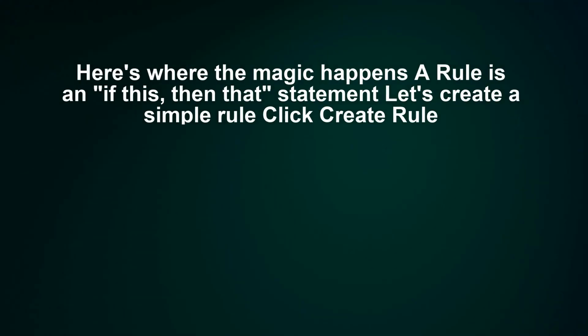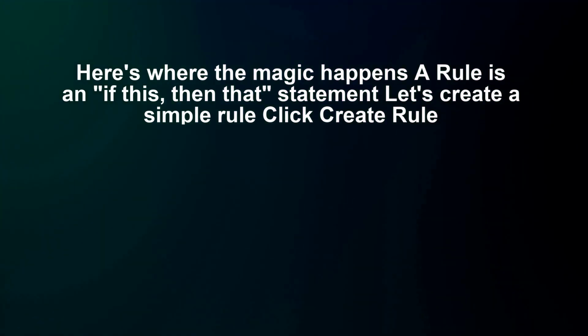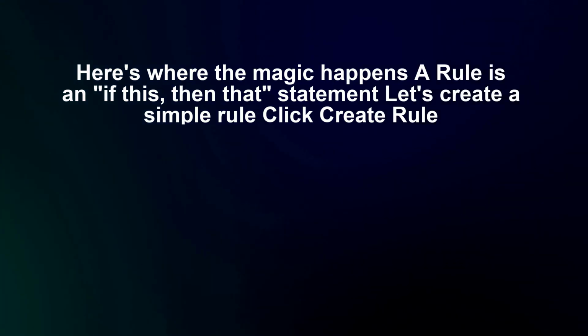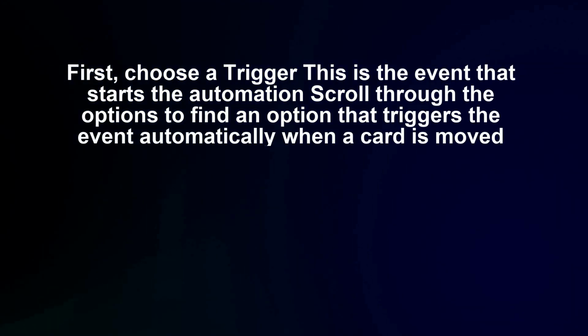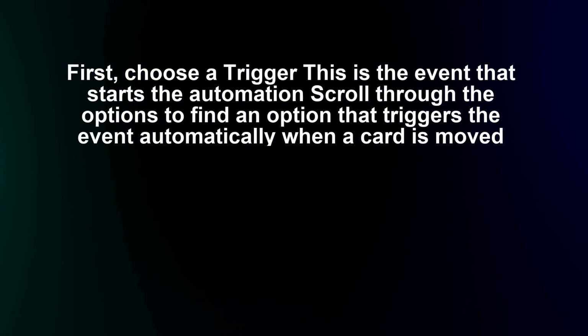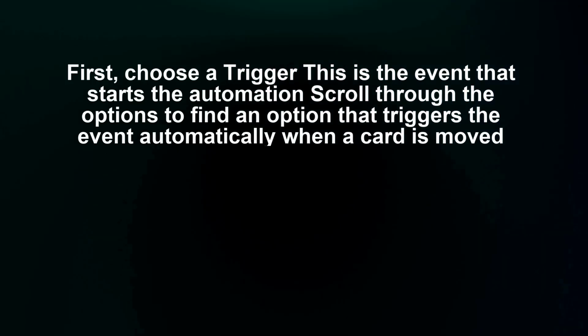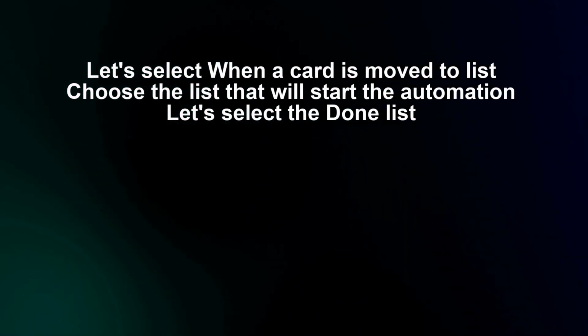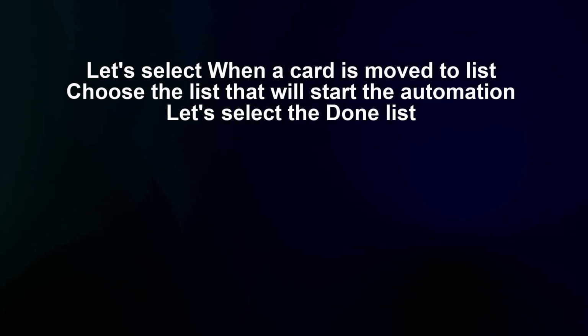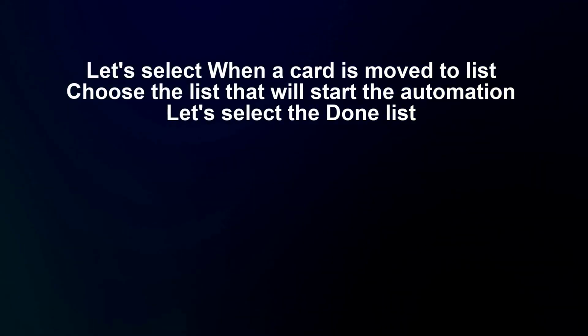Here's where the magic happens. A rule is an if this, then that statement. Let's create a simple rule. Click Create Rule. First, choose a trigger. This is the event that starts the automation. Scroll through the options to find an option that triggers the event automatically when a card is moved. Let's select when a card is moved to list. Choose the list that will start the automation. Let's select the done list.